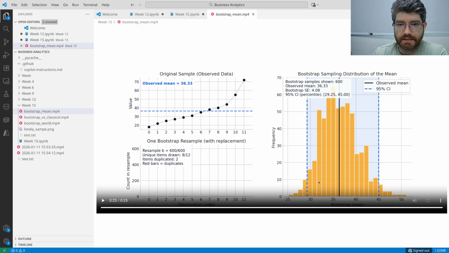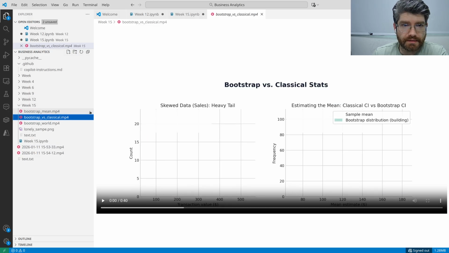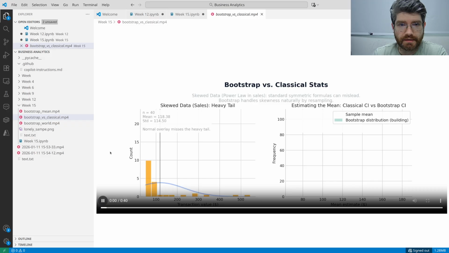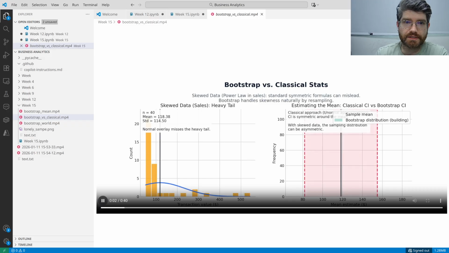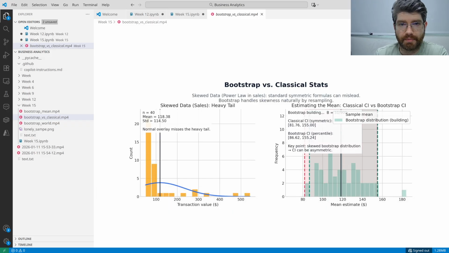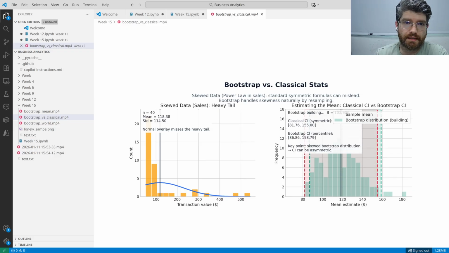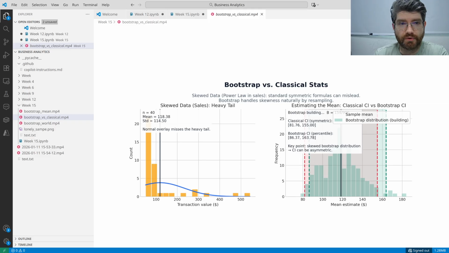If the histogram is very narrow, our estimate is precise. If it is wide, we have high uncertainty. All right, now once we've done that, what we can see over here. Why does this result matter? And look at the comparison. On the left, we have highly skewed sales data, a power law distribution common in retail. And on the right, we look at the confidence interval.